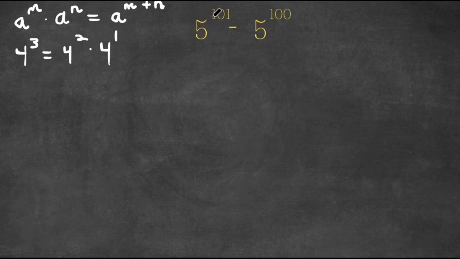So now what I'm going to do to 5 to the power of 101 is rewrite it as 5 to the power of 100 times 5. And 5 is the same thing as 5 to the power of 1. And 100 plus 1 is 101. So now we are going to subtract this with 5 to the power of 100.